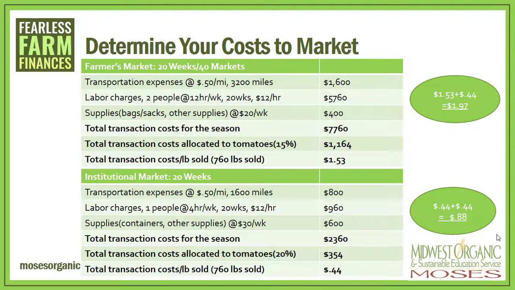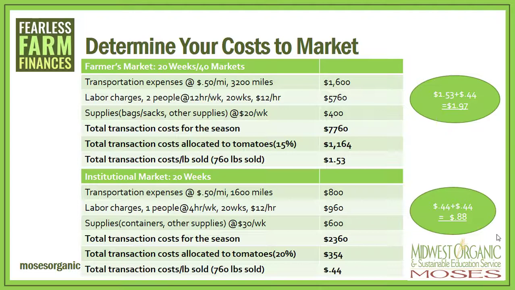We say that you are going to the farmer's market 20 weeks and twice a week. So you have 40 markets. It's 50 cents a mile, and you totaled that it takes 3,200 miles for the season, equaling a total of $1,600 just for transportation. Labor charges, it takes 2 people at 12 hours per week, 20 weeks, and $12 an hour. So if you do 20 weeks times 12 hours times $12 per hour, you have a total of $5,760 in just labor charges.